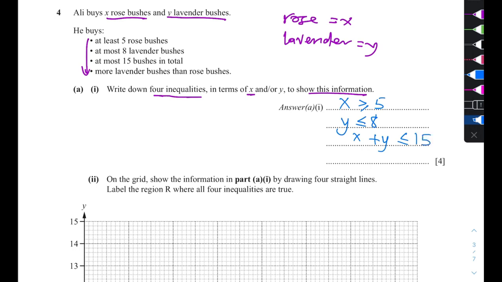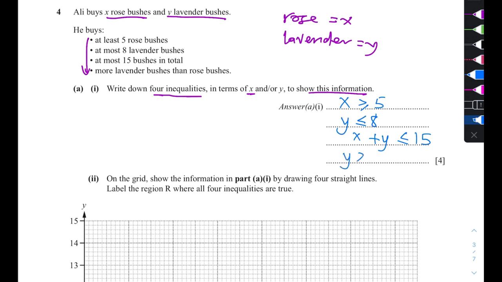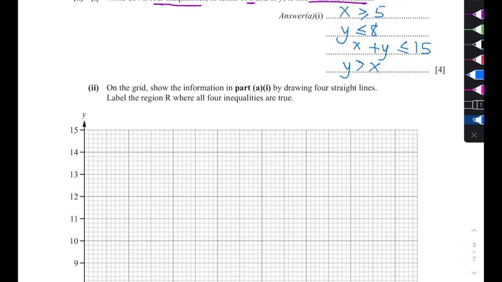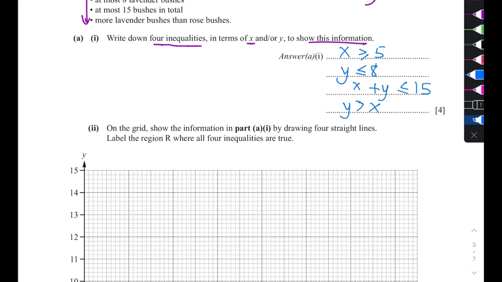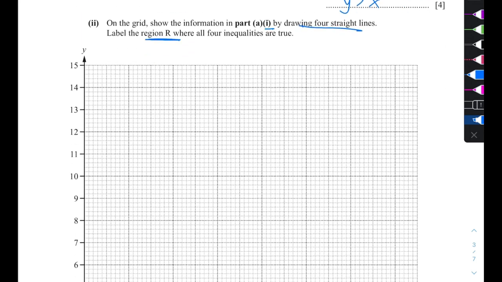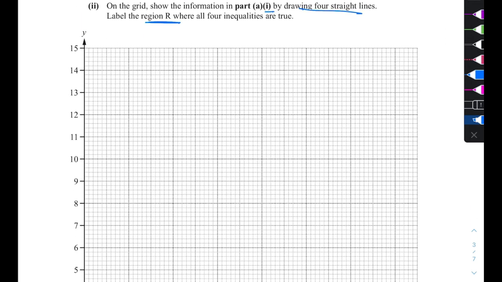Then finally, more lavender than rose bushes. So that means Y is greater than X because it's more than X. Okay, cool. So now you have your 4 inequalities here. The next thing that they want you to do is to draw these 4 straight lines, and then you label the region R. Okay, so that is true. I mean, the region which is true in all cases.